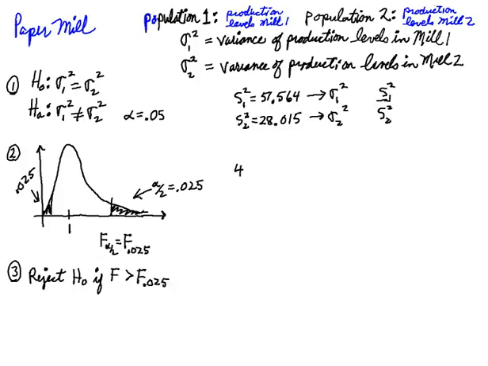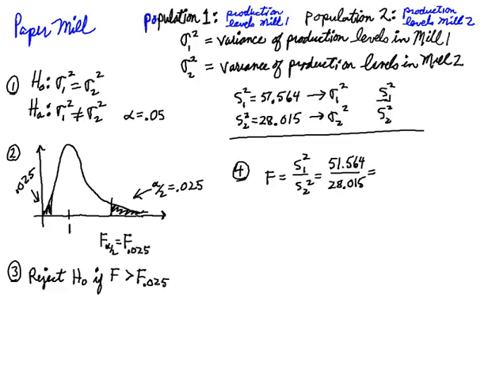Now, in step 4, that's where I calculate the test statistic. And the test statistic is simply the quotient of the sample variances. So I got S1 squared over S2 squared. So I've got 51.564 divided by 28.015. And on my calculator, that comes out to be 1.84.